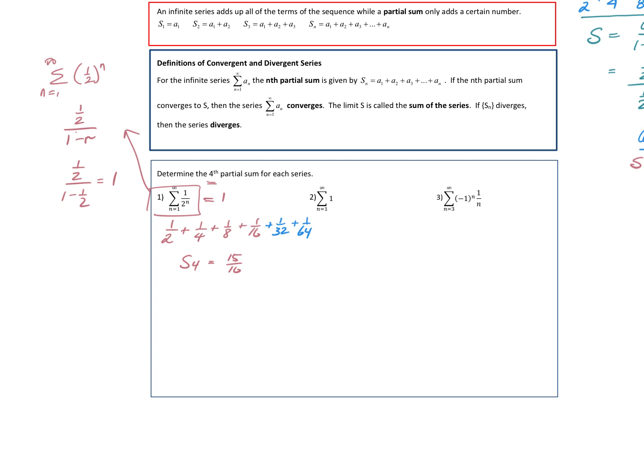This one here would be 1 plus 1 plus 1 plus 1, which is 4. And then for this one, we would get negative 1/3 plus 1/4 minus 1/5 plus 1/6. And I get the sum of the first four terms is negative 7 over 60.